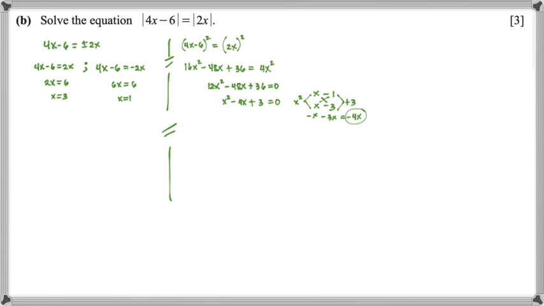Therefore, the factors are x minus 1 and x minus 3. So you get x minus 1 multiplied by x minus 3 is equal to 0. Hence, x is equal to 1, or x is equal to 3, which will give us the same answer as the first method. And that's how we solve the given equation. Okay, so that's for question 4.